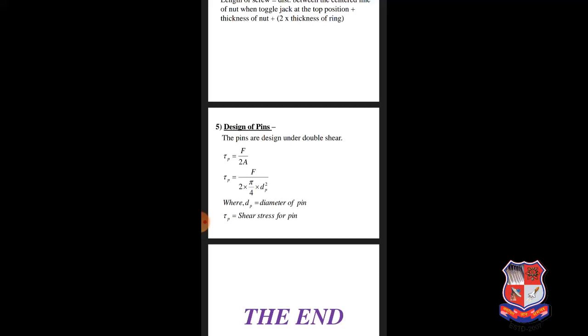Next is the design of pins. Now the pins are designed under double shear, so tau equals F upon 2A, A is pi by 4 dp square, where dp is the diameter of the pin. So with the help of this equation we can find out the pin. So that is the end of the screw jack design, which includes toggle jack.